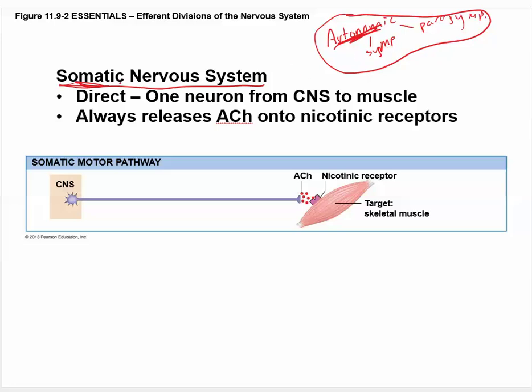Okay, so the somatic nervous system is very direct. We don't have to think about two different neurons. It's just one neuron. Here's the spinal cord. There's a neuron that exits it, goes to the muscle, and releases acetylcholine onto a nicotinic receptor. Okay, easy.